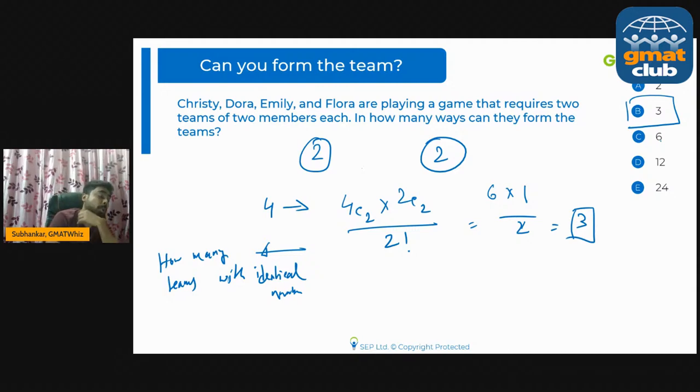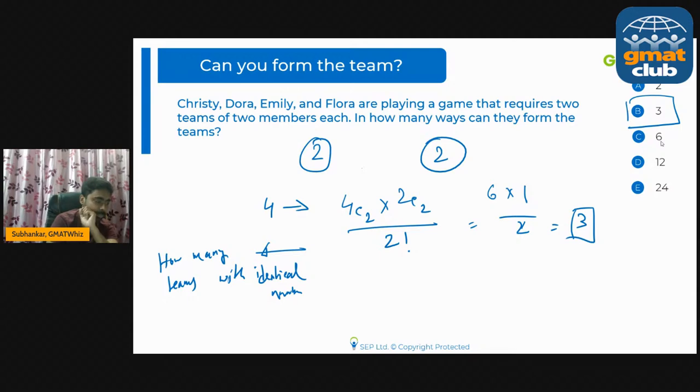Now, in team formation, I tend to make a mistake when teams are formed with identical numbers. You remember the questions where you get a lot of confusion, where some teams are formed related to mixed doubles games or something. The double counting happens because identical teams are forming over there. So I need to be very cautious in those kinds of questions.